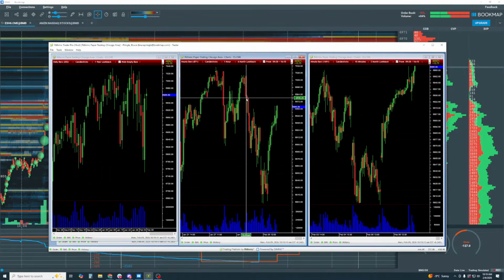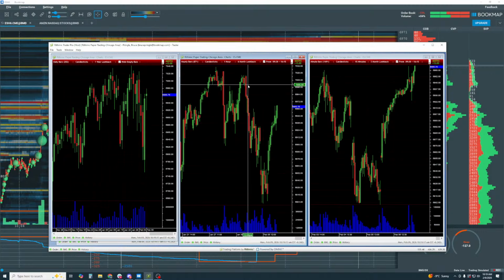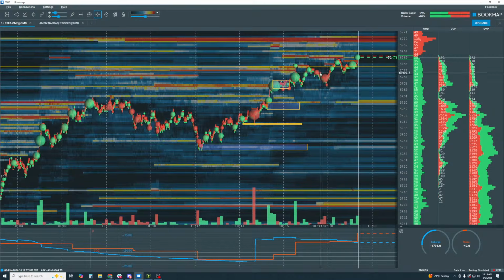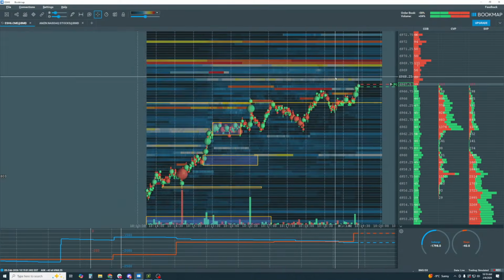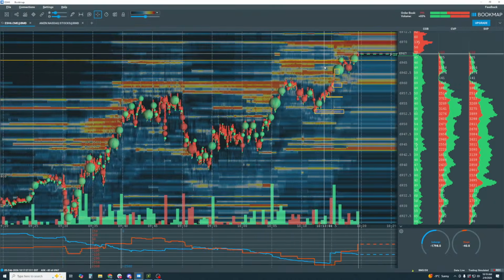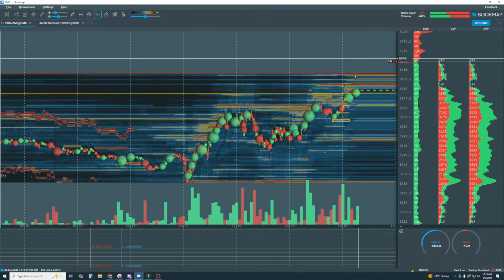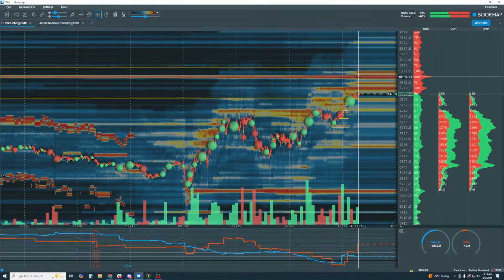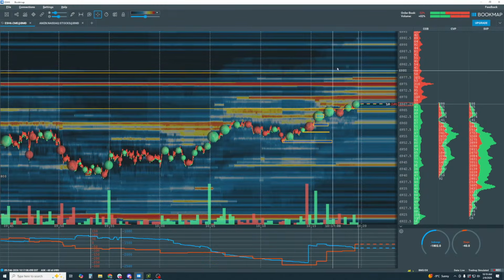Maybe up into here, somewhere around 78, 7,000, 7,015. Okay, our 78 level's up here. We see high liquidity here at 75. That's a good target. This momentum.